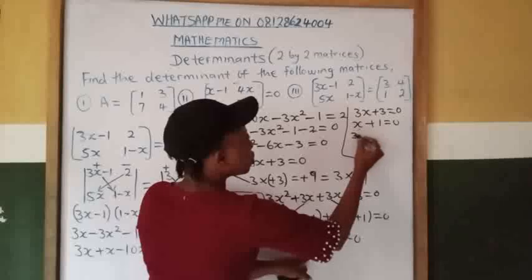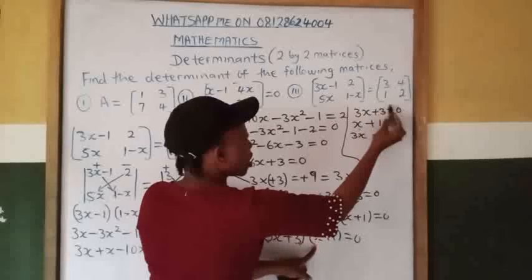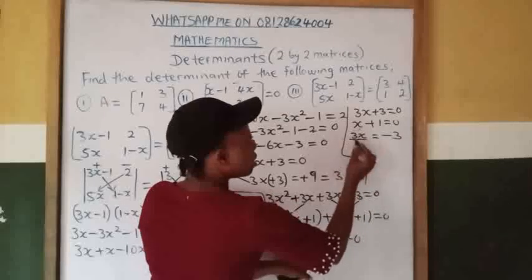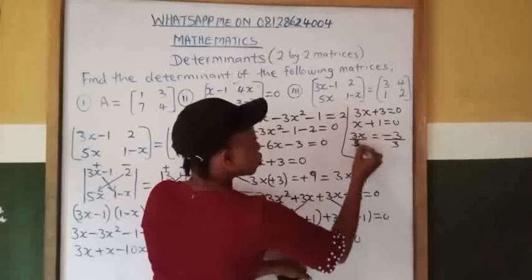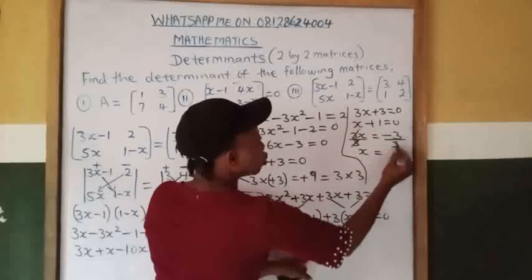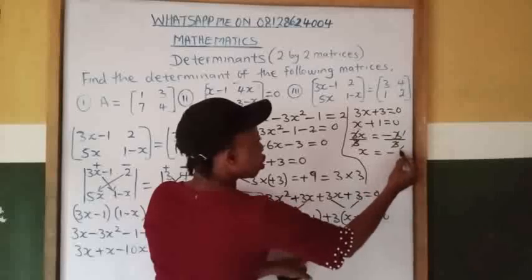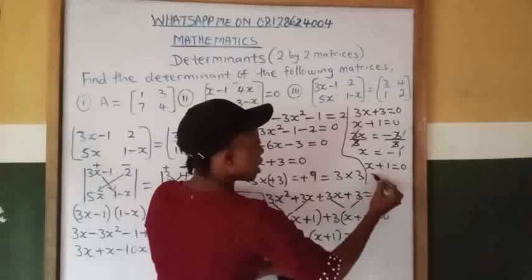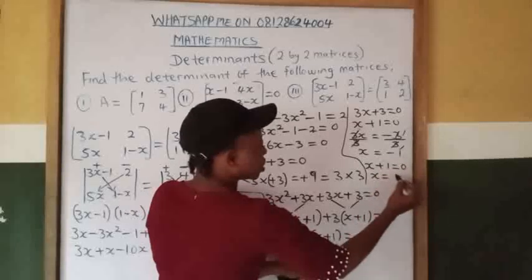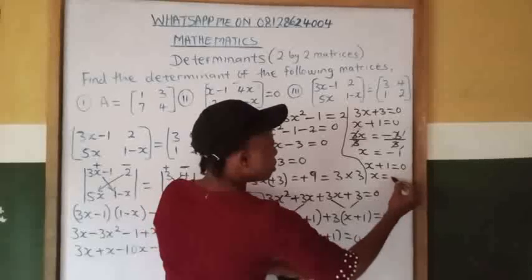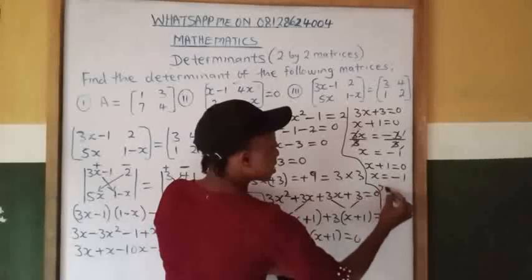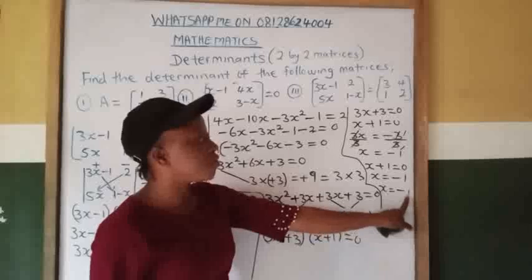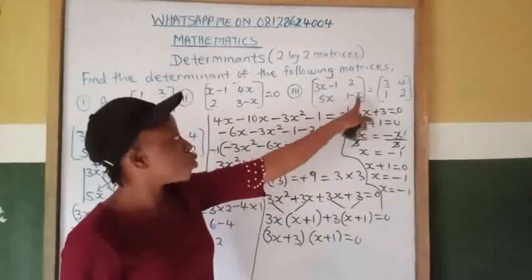So for the first one, 3x will now be equal to, bring this plus 3 down here, we change to minus 3. So to get the value of x, you divide both sides by what? By 3. So divide this side by 3. So 3 will cancel 3, so our x will be equal to minus 1. So for the second one, we have x plus 1 equal to 0. So therefore, x will be equal to, bring this plus 1 down to this place, will give us minus 1. So the value of x will be equal to minus 1.